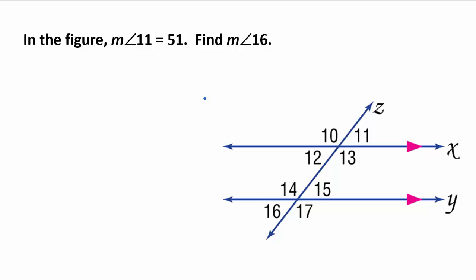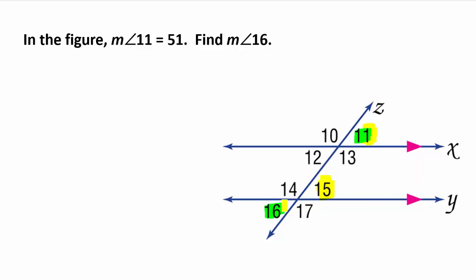In this next problem, we know that measure of angle 11 is 51 degrees again. We need to find the measure of angle 16 this time. So, we're looking at measure of angle 11 and 16. Now, we just said a second ago that 11 and 15, I'm going to highlight those in a different color, 11 and 15 were congruent to each other because they are corresponding angles across parallel lines.